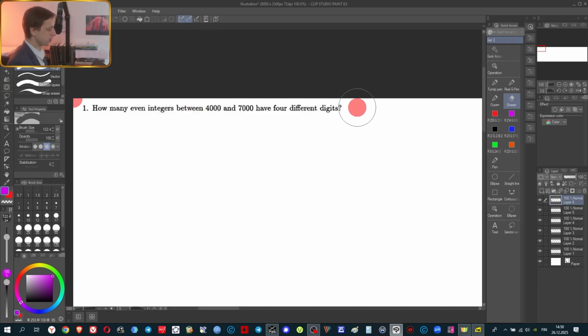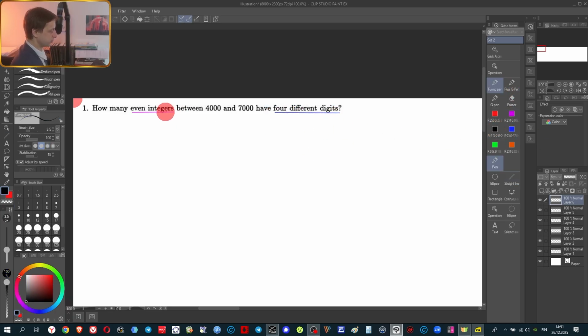Well, here we have two main requirements. At first, we should look at even integers, and the integers that we need have 4 different digits. Well, what can be the final digit if we're looking at even integers? So the last digit should be 0, 2, 4, 6, 8. So these are options for the last digit.